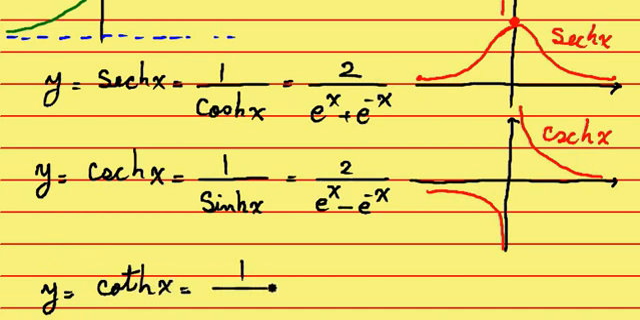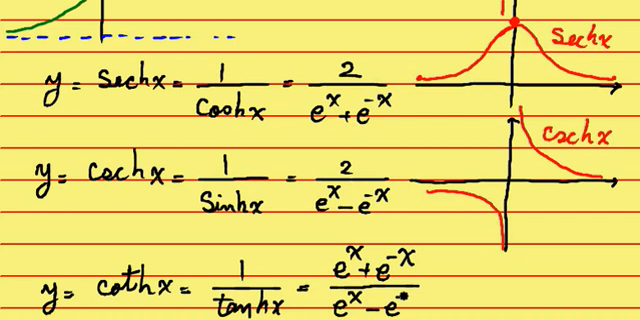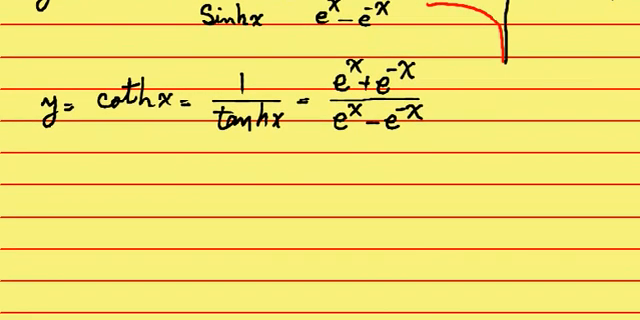One way to define it is 1 over tangent. Another way to define it is to divide cosine by sine. Cosine, you remember, was e to the x plus e to the minus x, and sine was e to the x minus e to the minus x. Now this graph is going to present us with all the challenges we have seen so far. We have both horizontal asymptotes and vertical asymptotes, and let's graph it perhaps here.